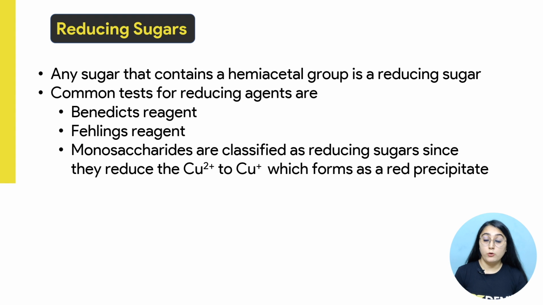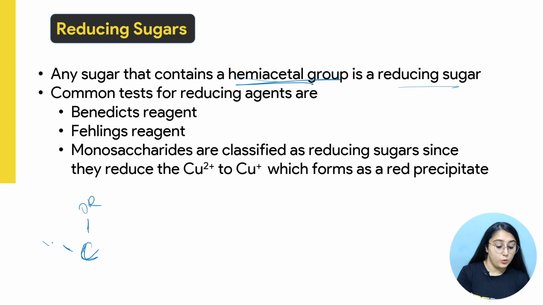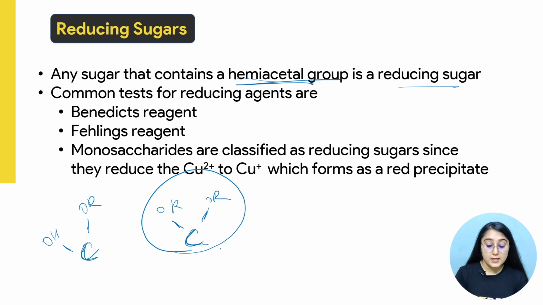Now let us understand what reducing sugars are. Any sugar which contains a hemiacetal group is a reducing sugar. We have already seen this before, but just for a quick revision, a hemiacetal group is when to the same carbon we have one OR and one OH group attached, whereas an acetal group is when to the same carbon we have two OR groups attached. So any sugar which has an acetal group is non-reducing, and any sugar which has a hemiacetal group is a reducing sugar.